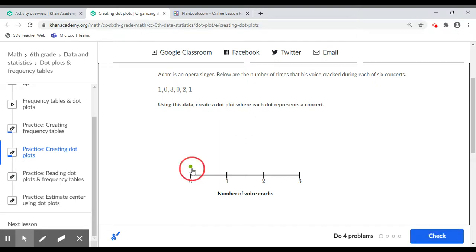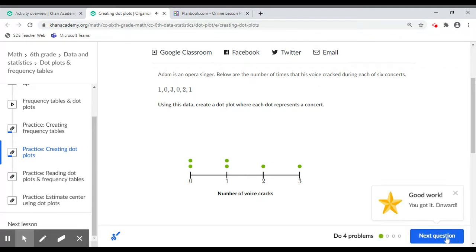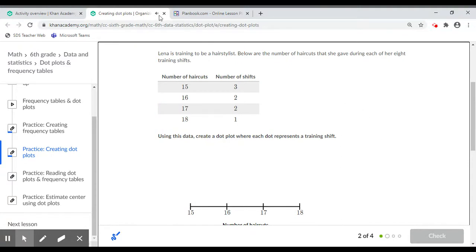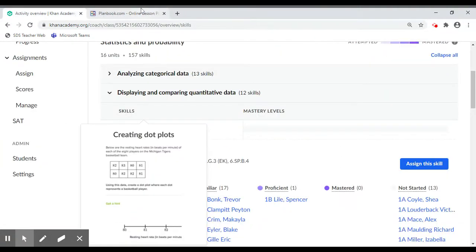So let's do 0. There are 2 zeros in the data set. 1, 2, right there. There are 2 1s. So I'm going to go to 1. Right. How many times were there 2? Just 1. And 3 occurred in the data set just 1 time. Right? Our number of dots should match up to the number of items in the list. So 1, 2, 3, 4, 5, 6. All right, that's a dot plot. All right, well, we're going to move on from there.